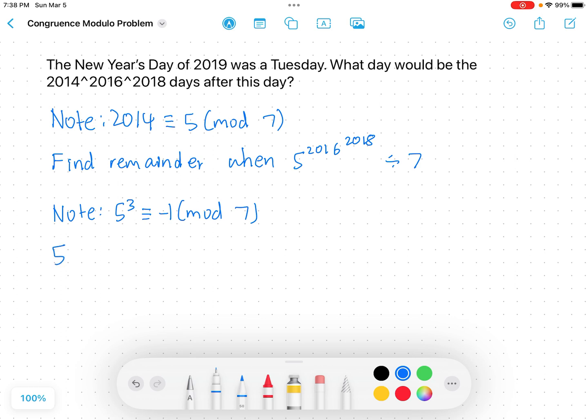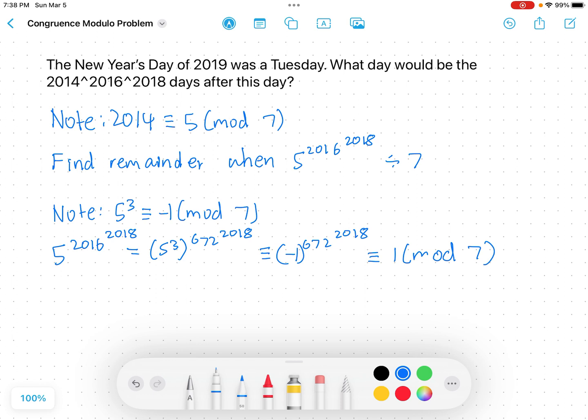Well, then we can convert 5 to the power 2016 to the power 2018 to equal 5 cubed to the power 672 to the power 2018. And this is going to be congruent to negative 1 to the power of 672 to the power 2018. Well, since it's an even exponent, it's going to be congruent to 1 mod 7. And so the remainder is going to be 1.